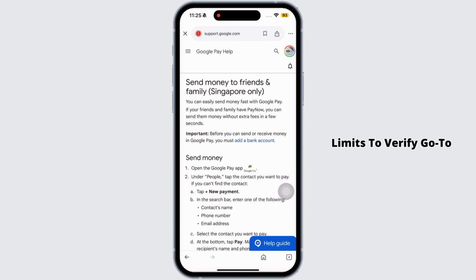limits. To verify, go to Settings in the Google Pay app. Tap Verify Your Identity or Identity Verification. Follow these steps to link your bank account or provide ID verification if necessary.